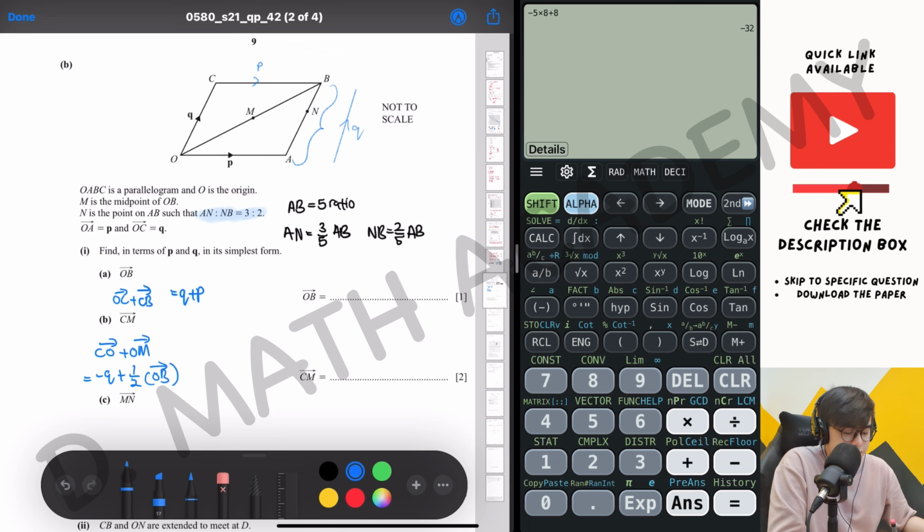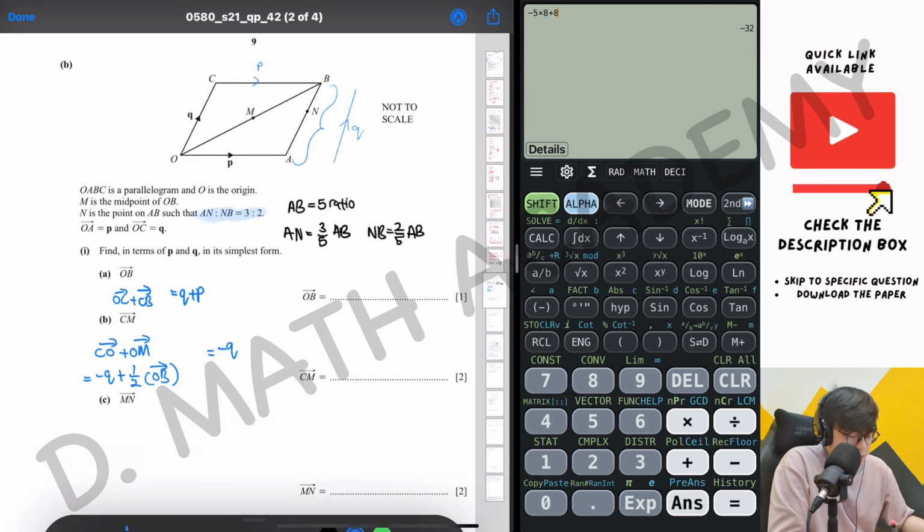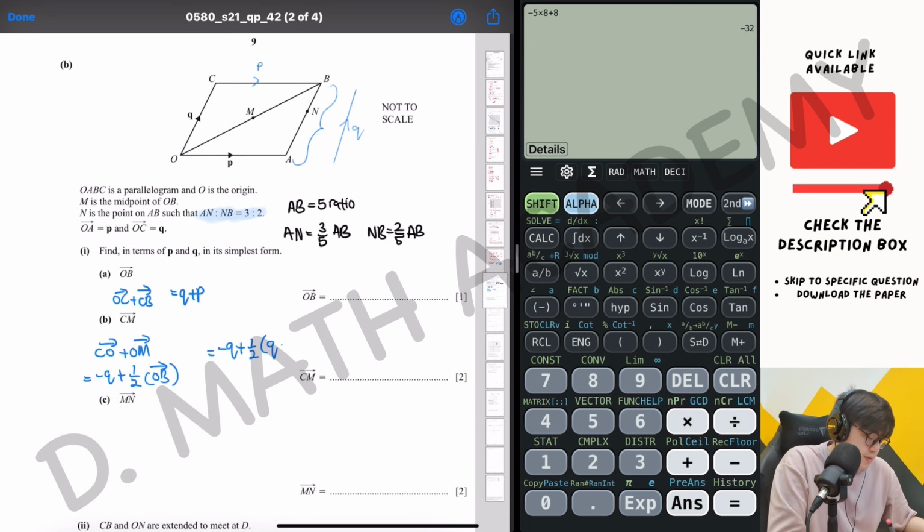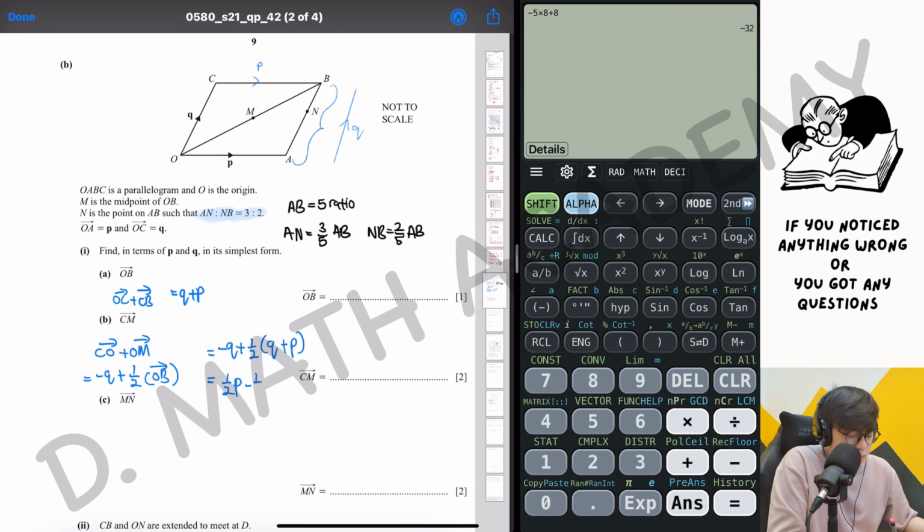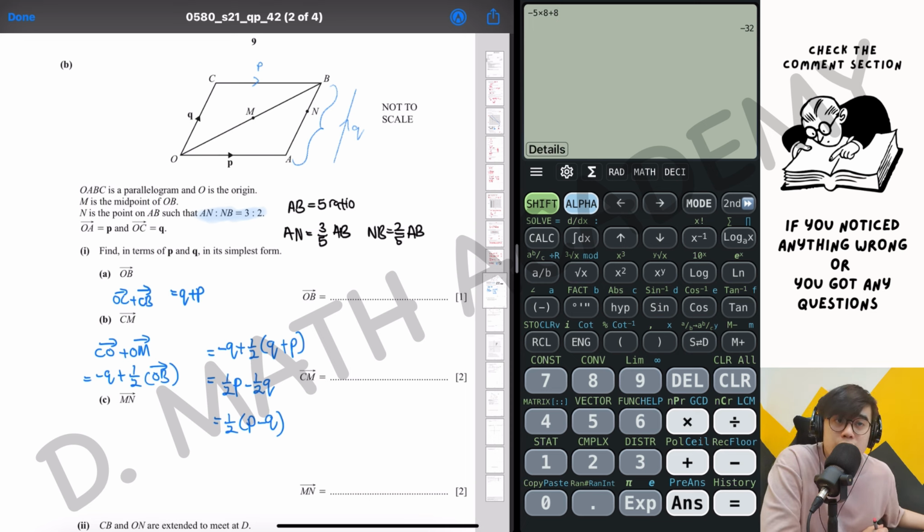So the result of this, you will get 1 over 2P minus 1 over 2Q. It's up to you whether you want to rearrange it or not. This would be the final result that I'm writing down.